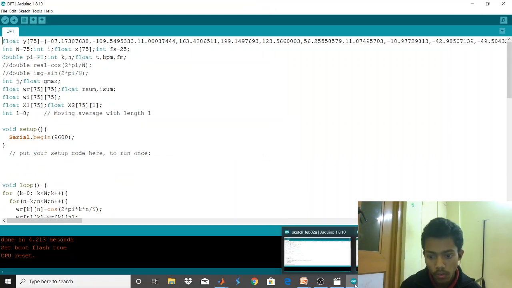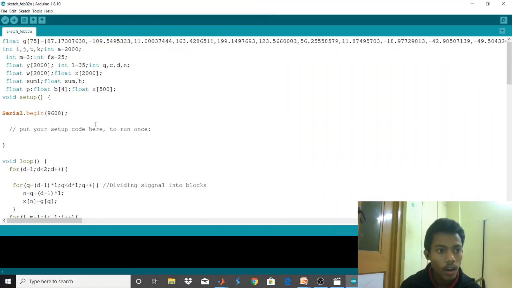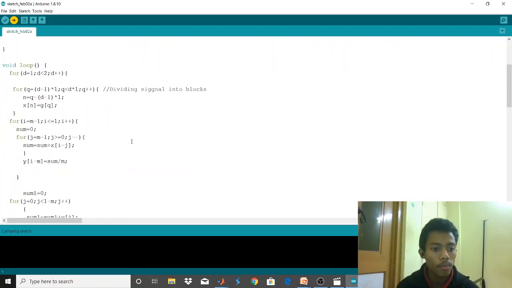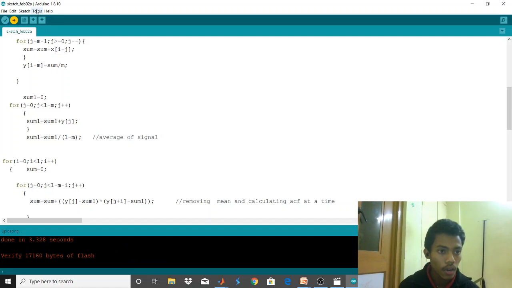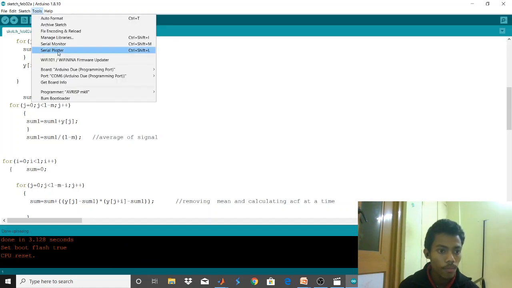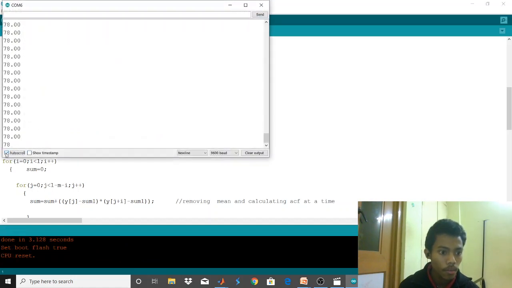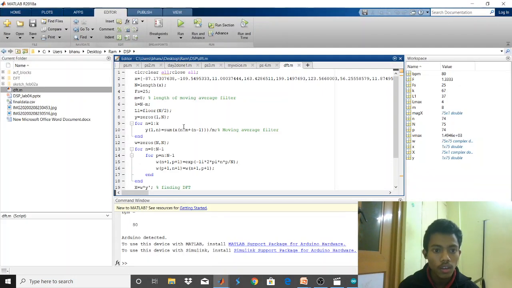Let us see what we get by using autocorrelation. The autocorrelation code I am not going to explain because I explained it last time itself. I will just run my autocorrelation code for the same input and check the output. Here I am getting 78 beats per minute. By using DFT I got 60 beats per minute. Let us verify what we get by using MATLAB.